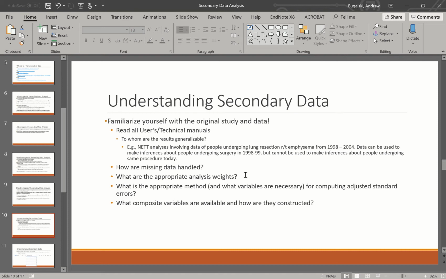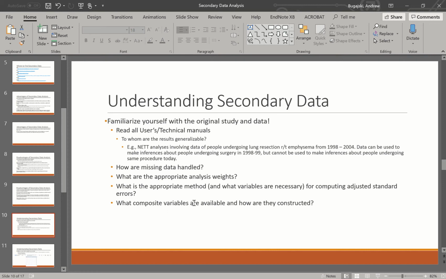What is the appropriate method for computing adjusted standard errors? So this is a little bit more technical, but it can throw off your analysis if you're not sure how your errors are computed in the program, if at all, or if they give you just raw data, which is very nice. You don't have to worry about it.